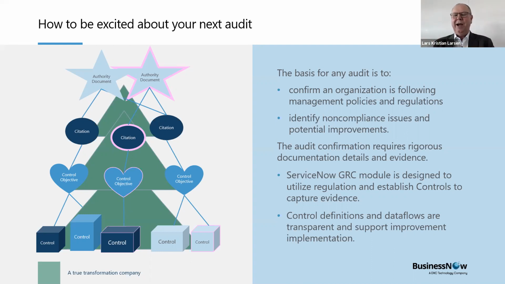So the controls are there because we need to do something to make sure that we have governance, risk, and compliance actively under control. And we can link that to the control objectives, saying this is why we're doing it. And we can also link it to saying that within these controls, we are actually abiding these citations, these authority documentation.